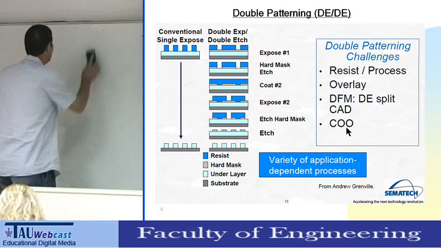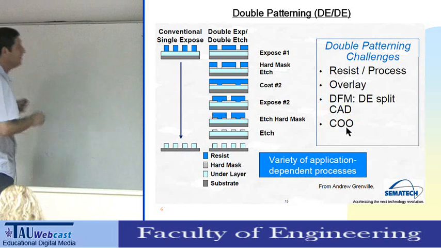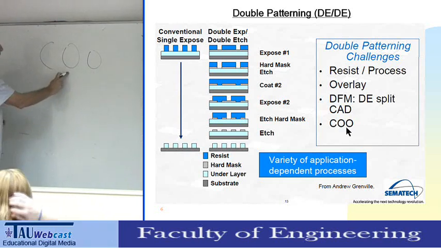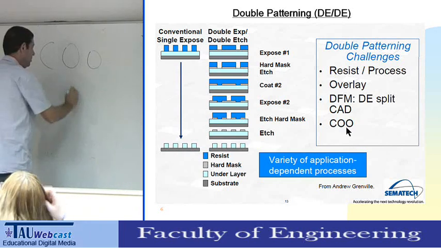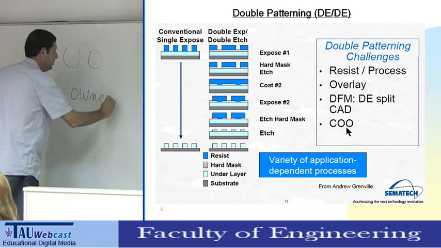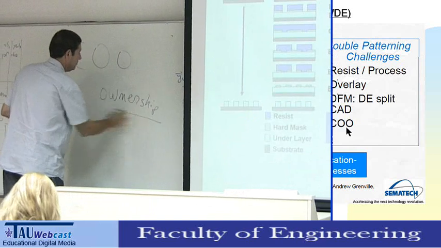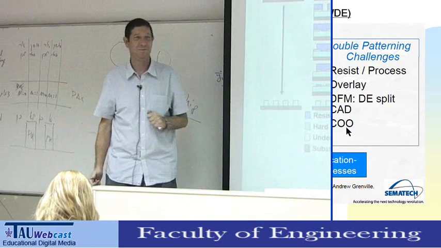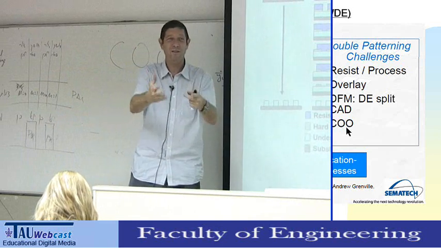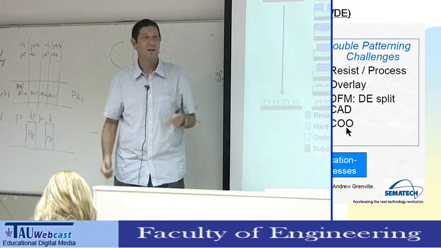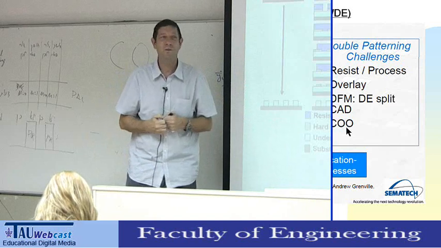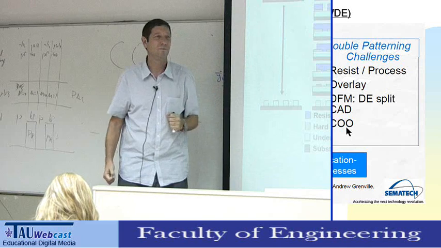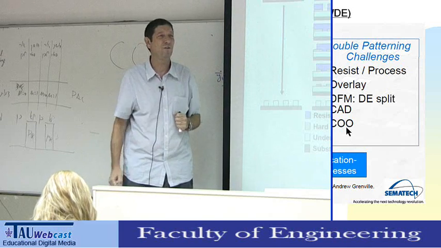Now, let me take 1 minute on COO. COO, cost of ownership. Ownership, which means you own a machine. This machine costs you money. How much money do you invest in buying your machine? Can you guess what is the cost of a normal exposure tool today? Stepper. Cost of a stepper.